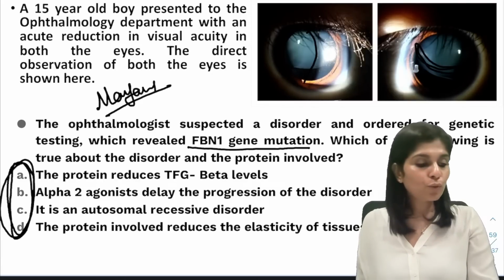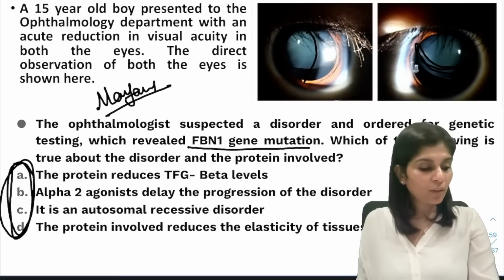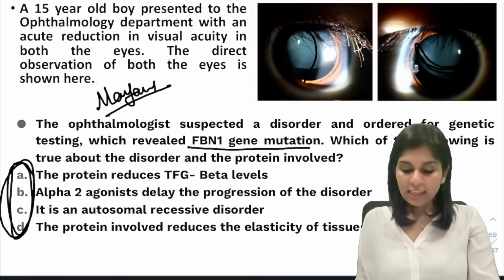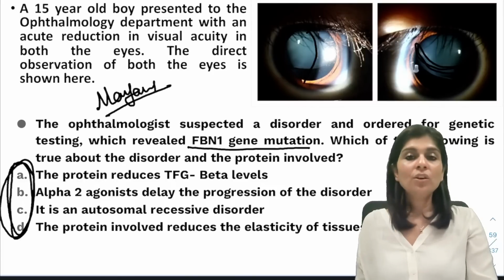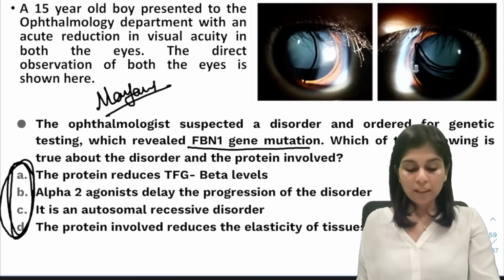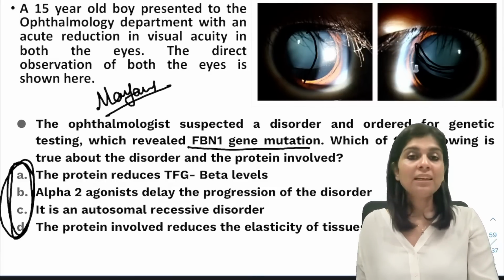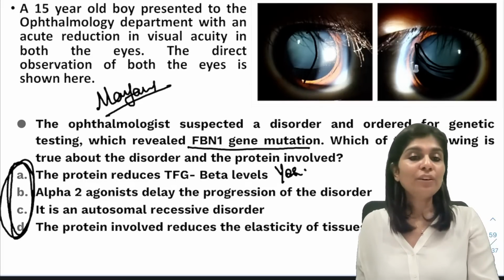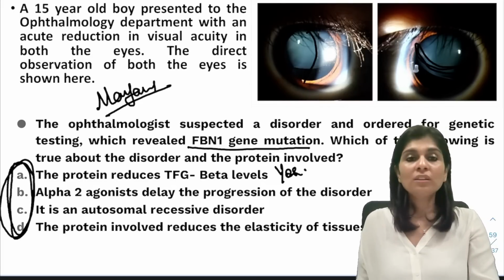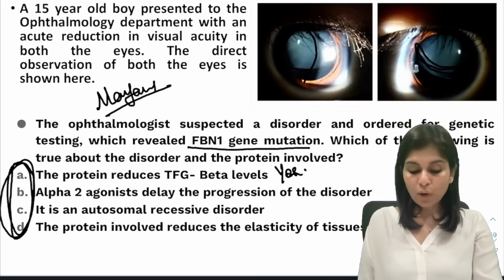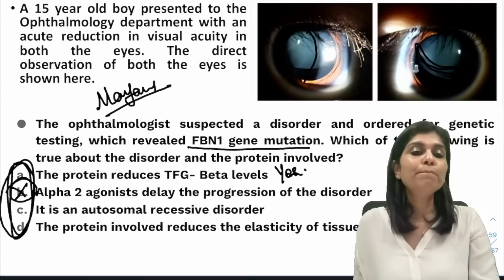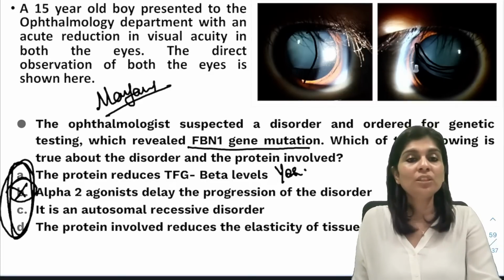Which of the following is true about the disorder? Excellent. Very good, Rakesh. Very good, Siddhant. Very good, Sahil. So which of the following is true about the disorder and the protein involved? The protein reduces TGF-beta levels. Fibrillin 1 reduces TGF-beta levels is true. Do you give an alpha-2 agonist or do you give beta blockers? We give beta blockers and losartan to delay the progression of the disorder in a patient with Marfan syndrome.